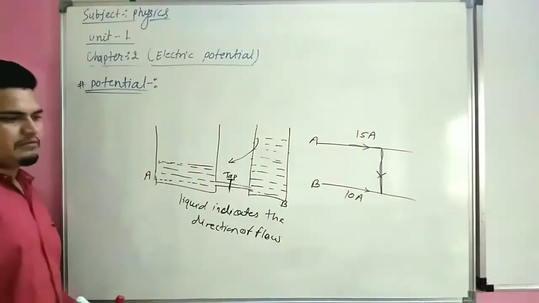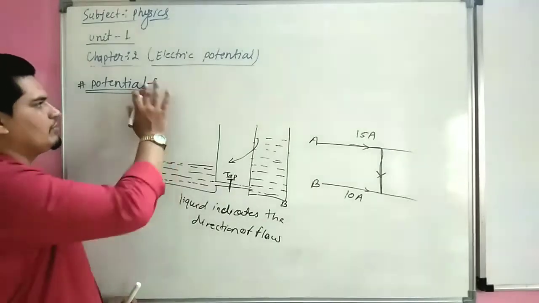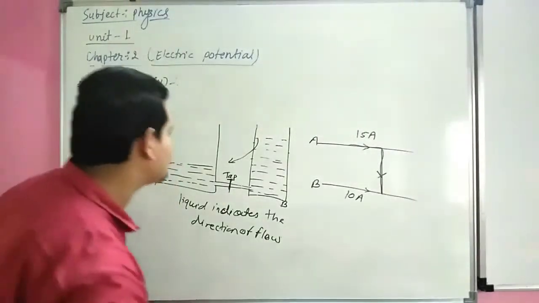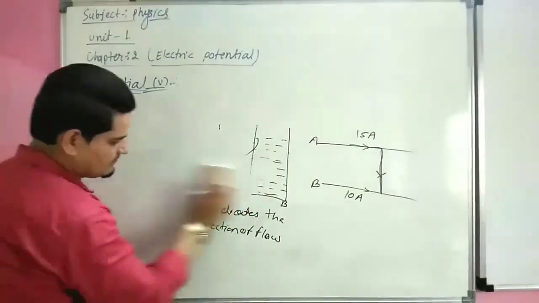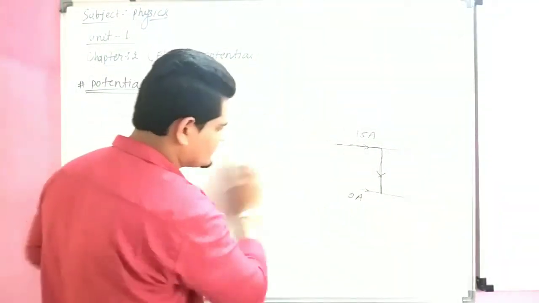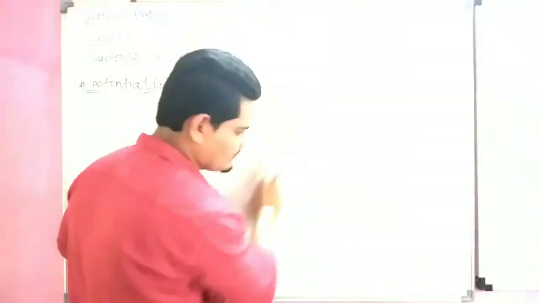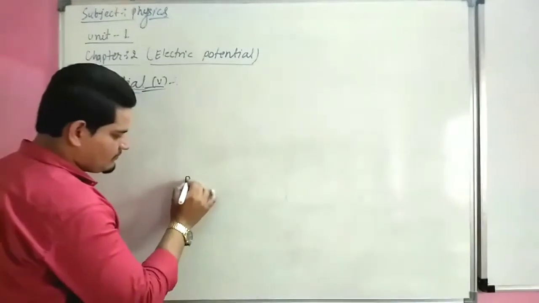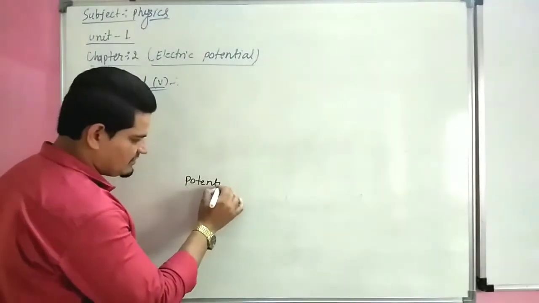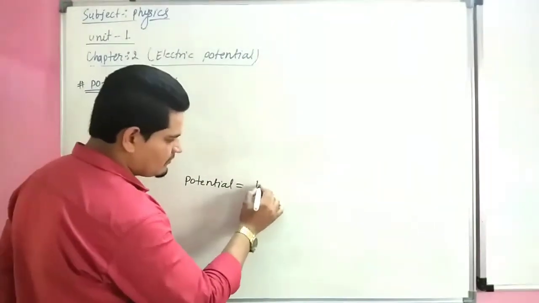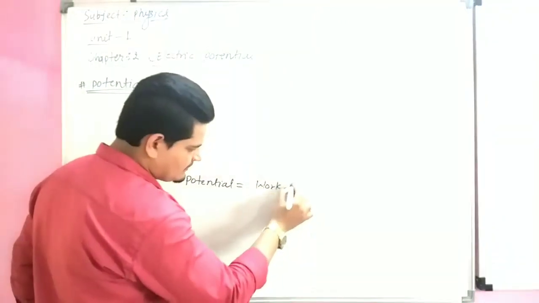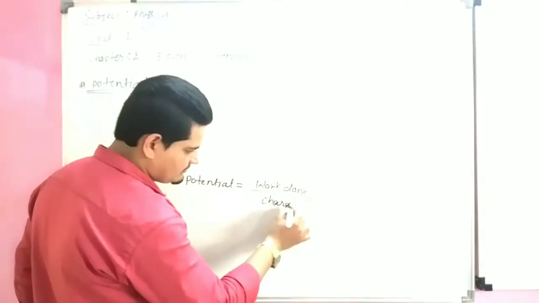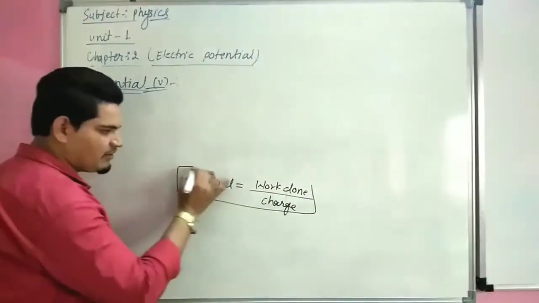Potential is denoted by V. The definition of potential: potential is equal to work done divided by charge. This is the formula of potential.